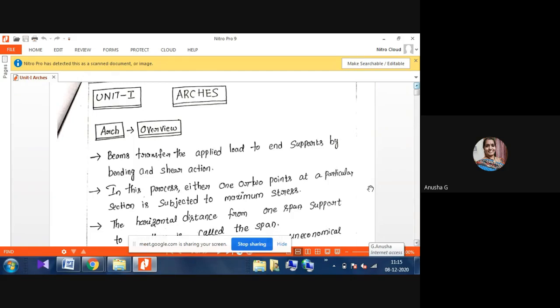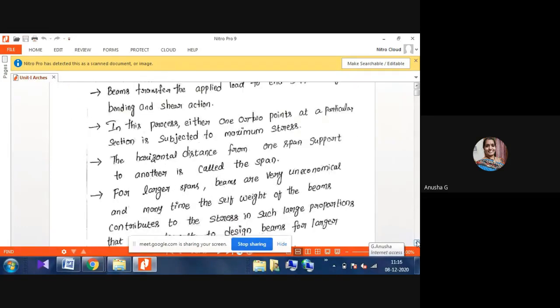An arch is nothing but a beam in the form of a circular shape that transfers the load to the supports through bending, and some shear action is also considered here. In this process, 1 or 2 points at a particular section are subjected to maximum stresses. The maximum stresses will be at the top. In arches, we observe that 1 or 2 points at a particular section are subjected to maximum stresses, and we have to find where that is.